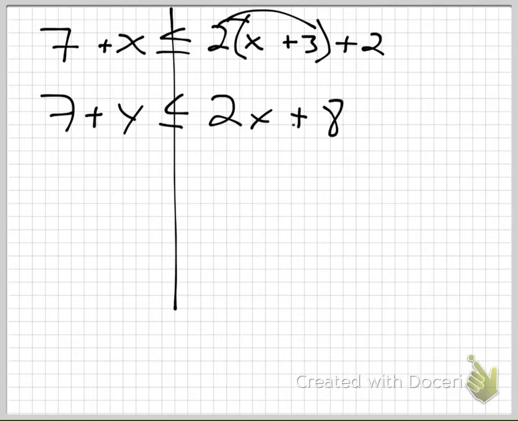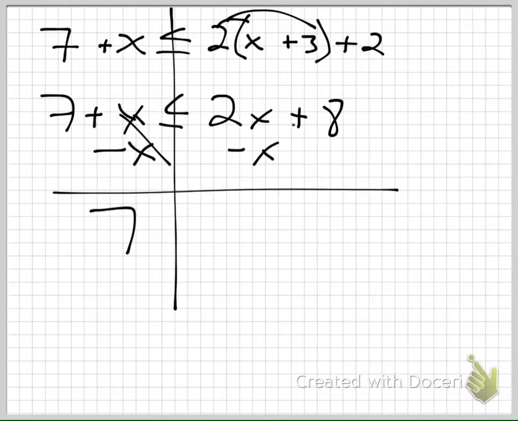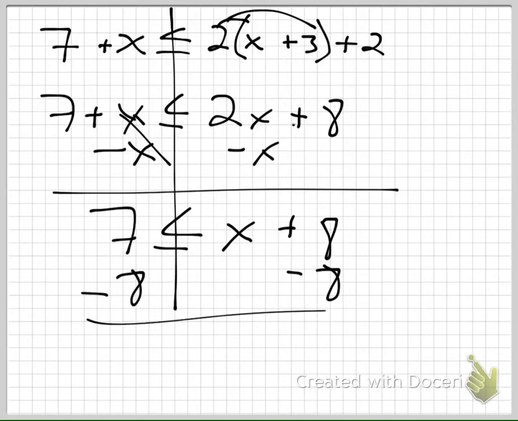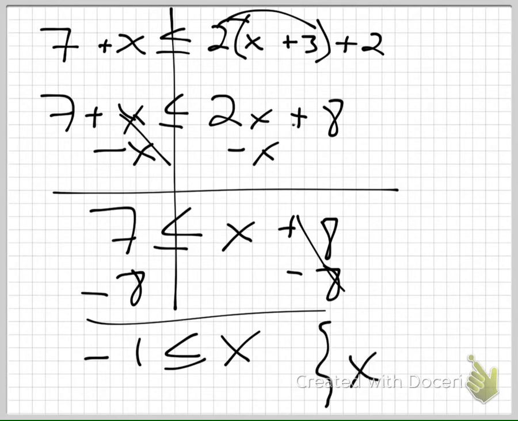Now we can at least start dealing with this. Which one am I going to get rid of, the x or the 2x? Minus x, minus x. I subtracted x from both sides. 2x minus x is just x, plus 8. Then minus 8, minus 8: 7 minus 8 is negative 1. So x is greater than or equal to negative 1. The solution set is x greater than or equal to negative 1. Does that make sense? How many of you got that?